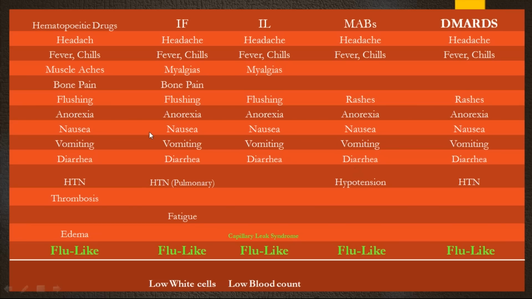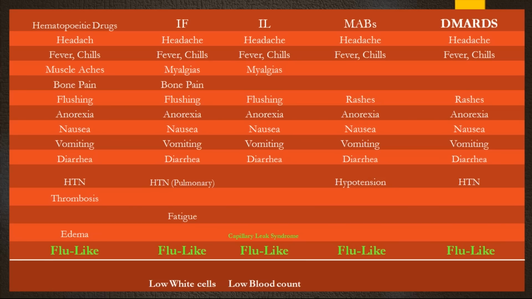So let's make a summary here. All of them are going to have flu-like signs and symptoms. If you see, I put all the similar signs and symptoms in all of these. Myalgias, bone pain, that is not important. They're not going to ask you in the NCLEX. So you see that they have similar side effects, but the difference between them is a few things. All of them have flu-like symptoms. The MABs, the monoclonal antibodies, are going to have hypotension. The rest, hypertension. Hypotension, the monoclonal antibodies.